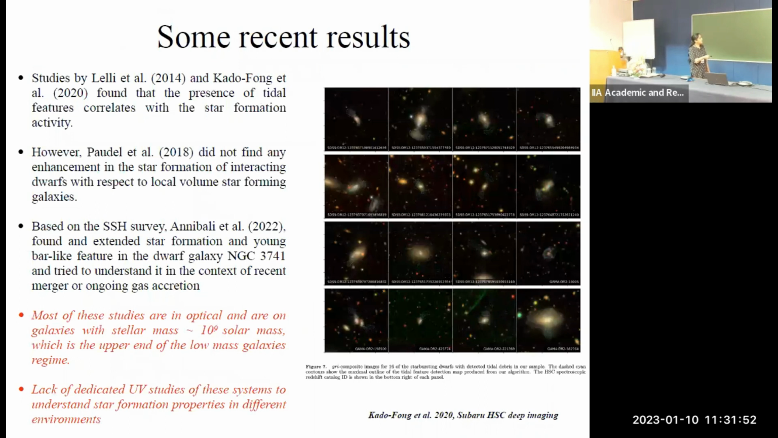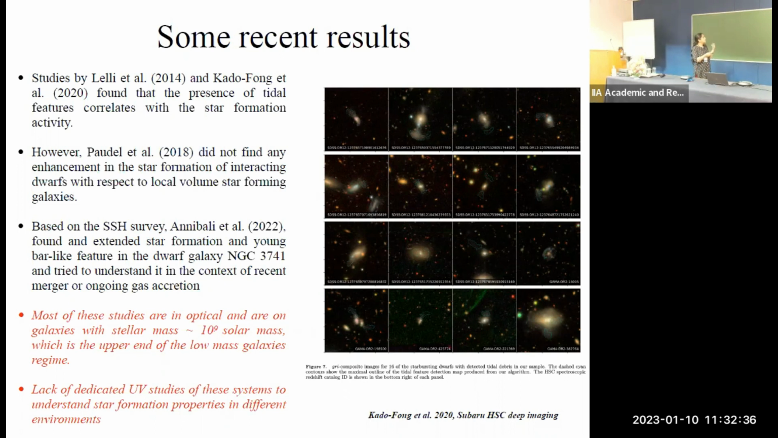Some others, this is a deep Subaru observation, where they have found tidal features around low mass galaxies, and then they correlated them with the star formation activity from H alpha observations. What they found is that there are tidal features around dwarf galaxies, so it's not just a companion, there are tidal features. That suggests it might have gone through a merger in the past. Those kinds of galaxies have a higher star formation rate, which is correlated with their tidal features. So that's evidence of the effect of these things on star formation.